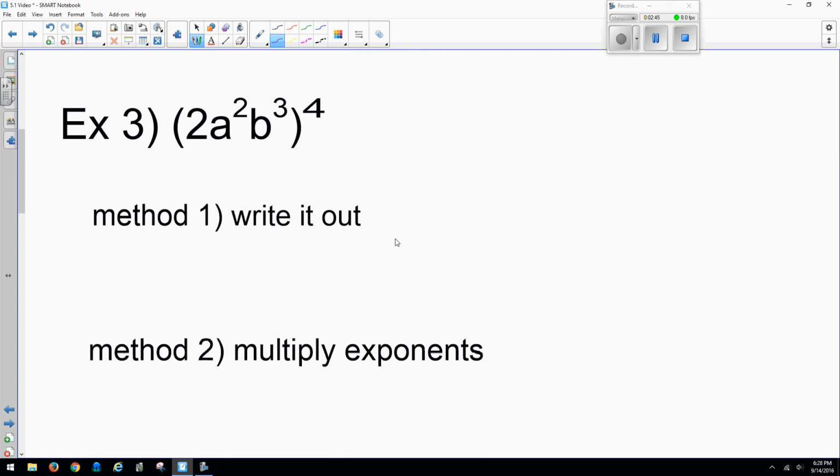Now we have something a little bit different because now we're taking this monomial and we're raising it to a power. So if it's a monomial, what we're going to do is bring this 4th power right here to every single term inside the parentheses. So again, one way to do this is to write it out. And so that would be 2a squared b cubed. Just write it out 4 times.